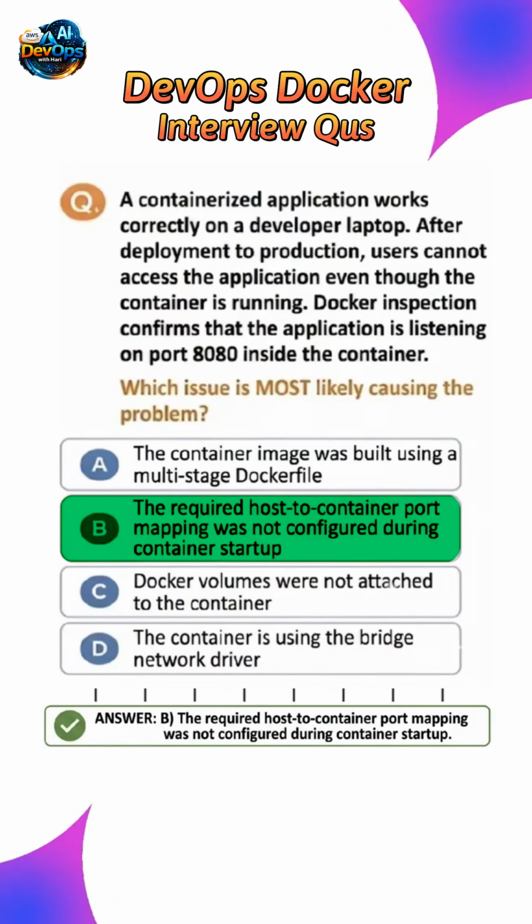The command for doing this, while you are creating the container with docker run, along with that you need to use -p and the host to container port, you need to specify 8080:80, something like that.